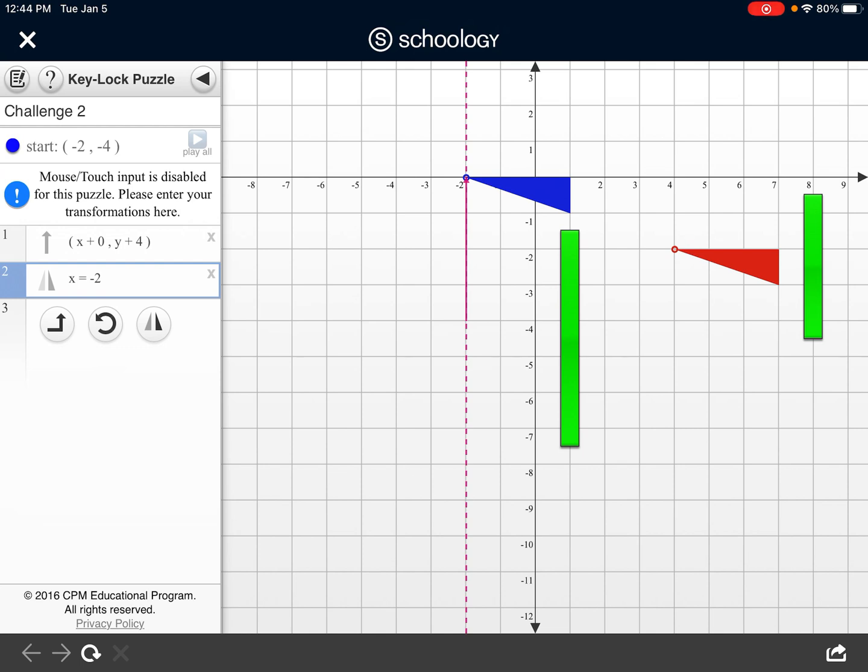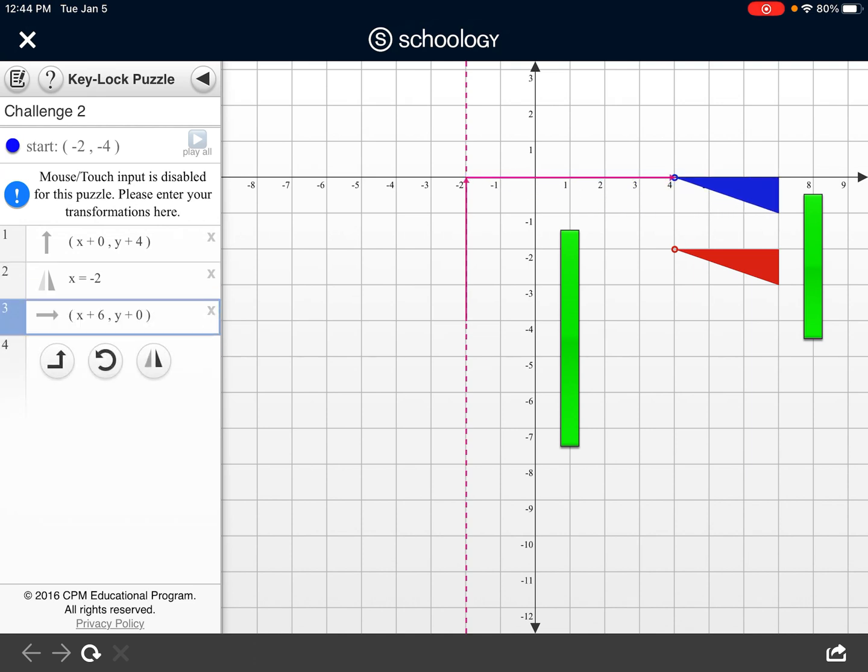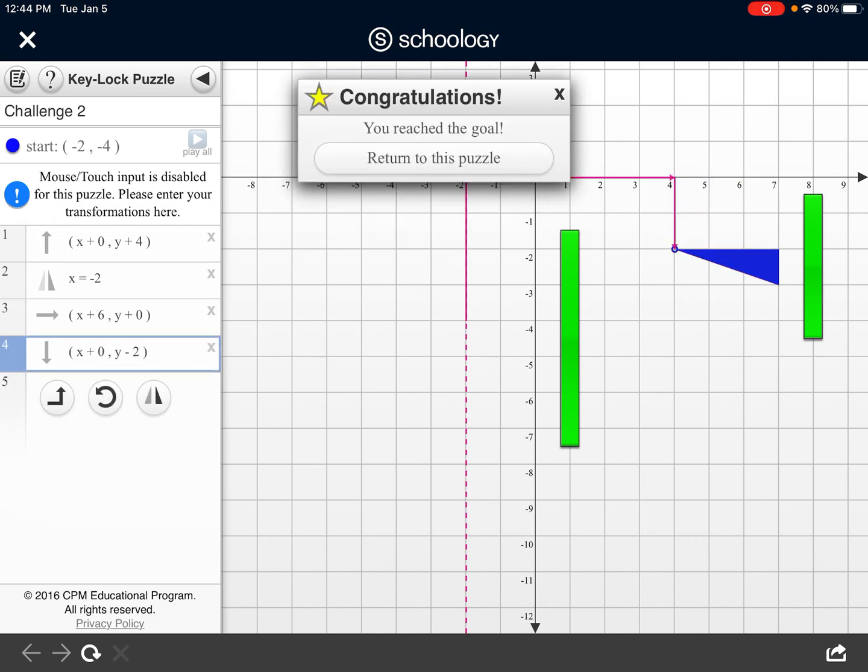So I'm going to go right 1, 2, 3, 4, 5, 6, because that's what's going to line up with the other circle. So right would be our x. And then I'll need to go down 2. Okay, so those were the key puzzles. In this app, they just use triangles in place of the keys. Hopefully that helps.